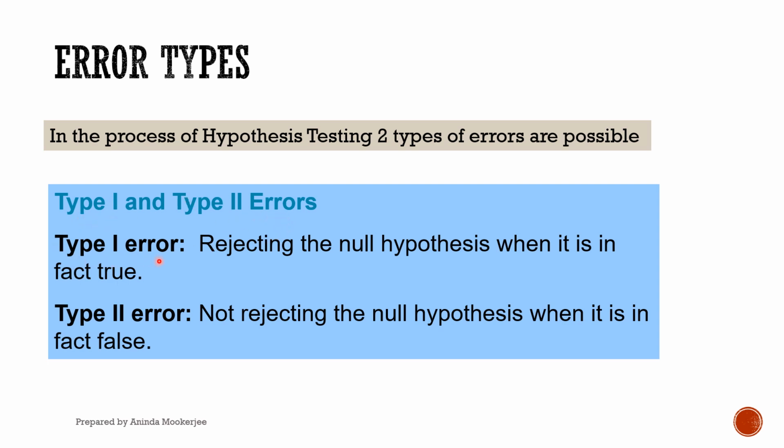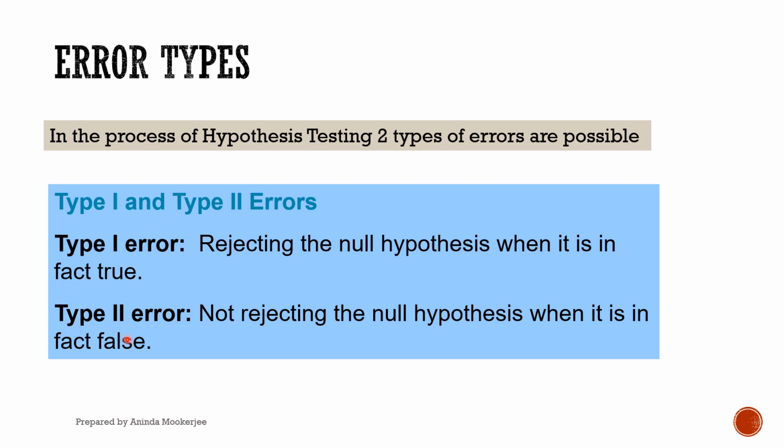Now, type 1 error is when we reject the null hypothesis when it is in fact true. So, if the null hypothesis is true, but the evidence from the alternate hypothesis has been misleading us, and we end up rejecting the null hypothesis, then what we've done is we've made a type 1 error. All right, that means the null hypothesis is in fact true, but we ended up rejecting it because the evidence kind of misled us.